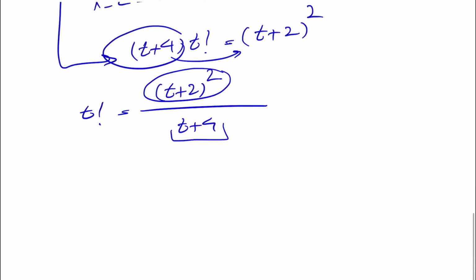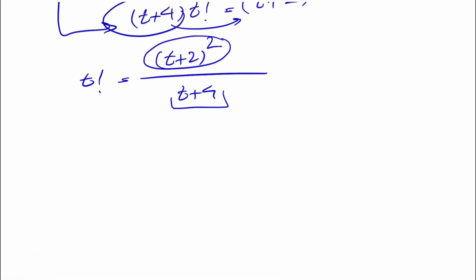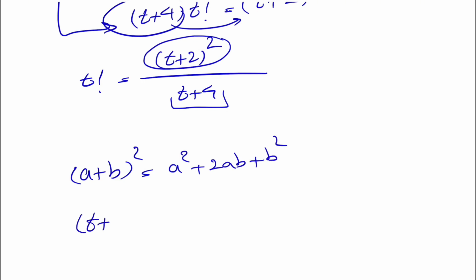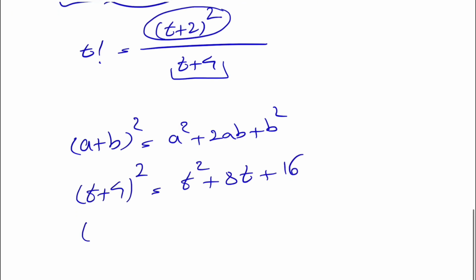So if we want to do that, we know a plus b squared is a squared plus 2ab plus b squared, and if we want to write the numerator based on t plus 4 squared, we know this will be t squared plus 8t plus 16, and what we have is t plus 2 squared in the numerator, which is t squared plus 4t plus 4.